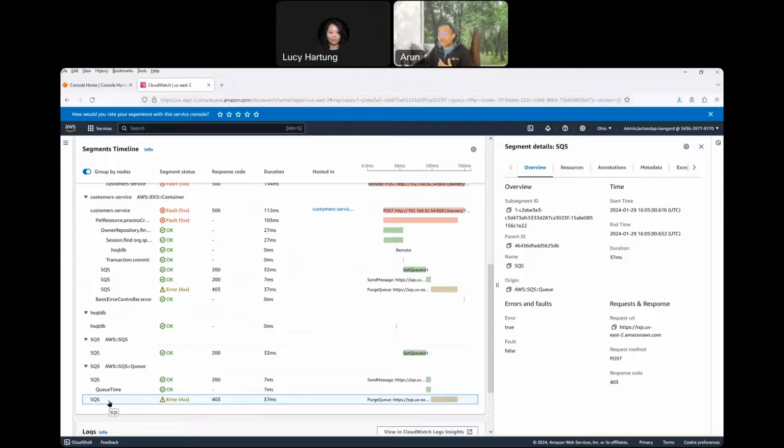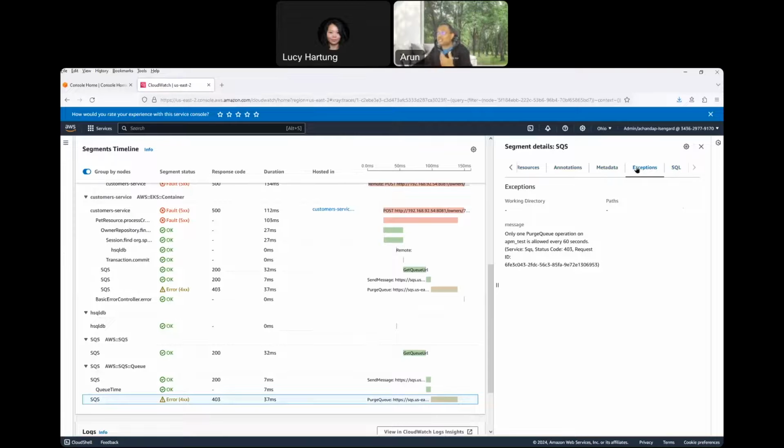Now he's looking for the exceptions. Joe went through the options and clicked on exceptions, and Joe could now immediately see that the purge queue operation is allowed once every 60 seconds. Obviously, the DevOps team tested everything, but before releasing to the production, they did not calculate for the volume of the operations and the volume of the purge queue operation. Now they should be tuning their SQS queue.